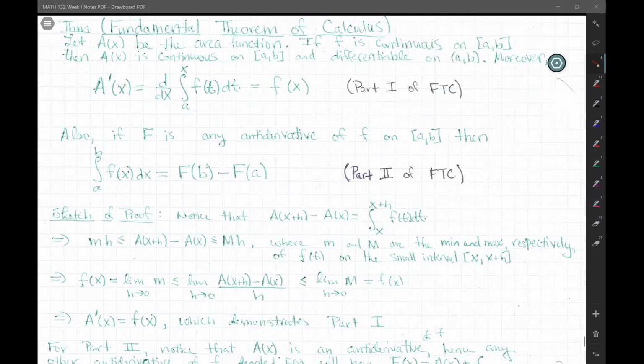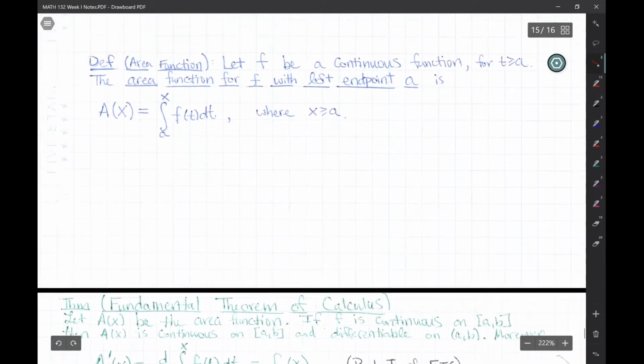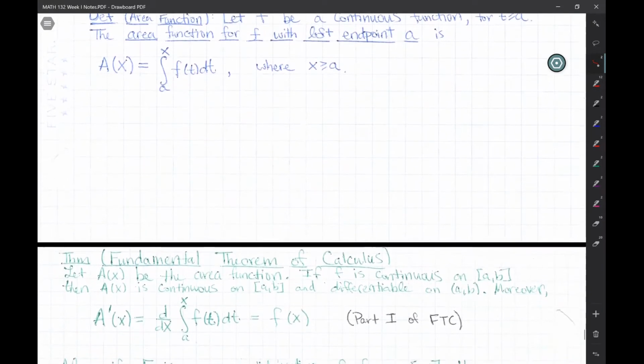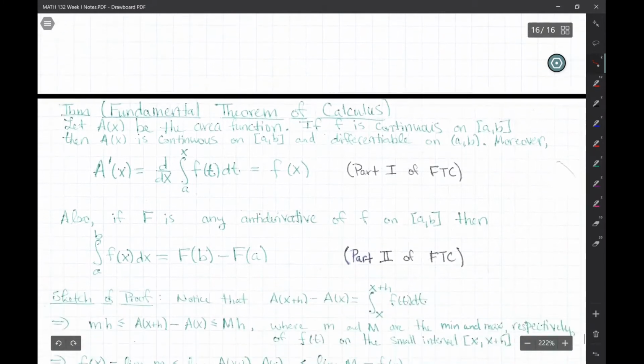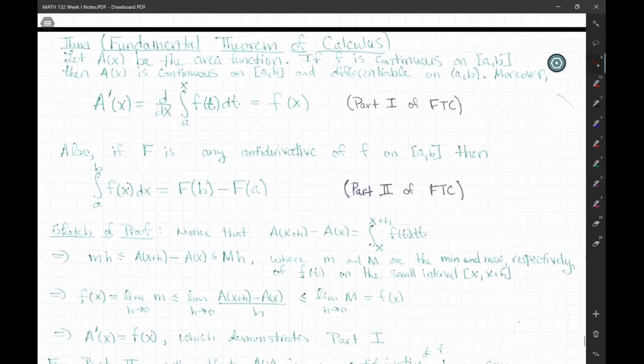So here's the fundamental theorem. Let A of x be the area function that we saw right up here and defined up here. Exactly like that. If f is continuous on [a, b], then the area function itself is continuous on [a, b]. And not only is it continuous, it's also differentiable in the open interval (a, b). Moreover, the derivative of the area function gives you back this function.